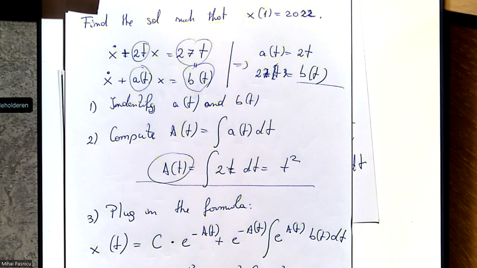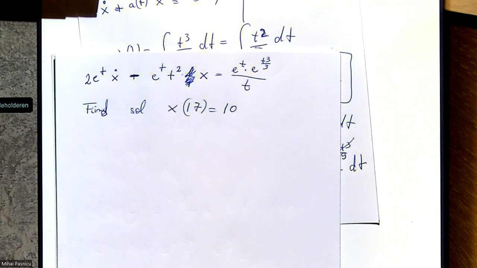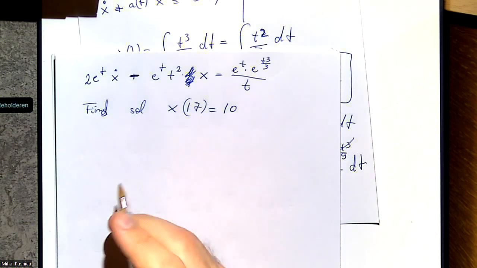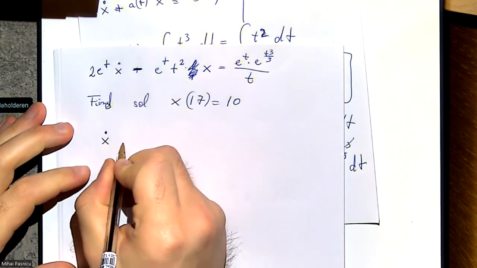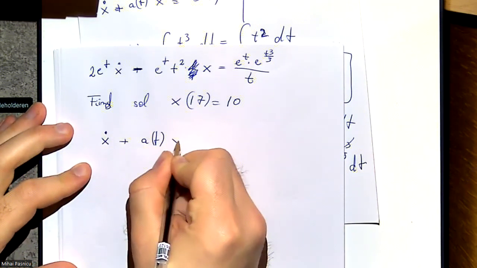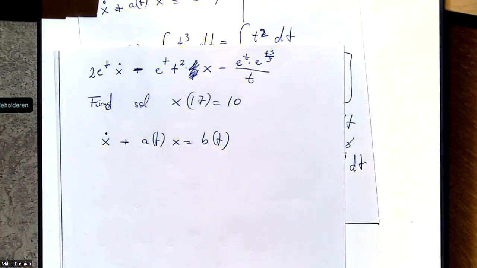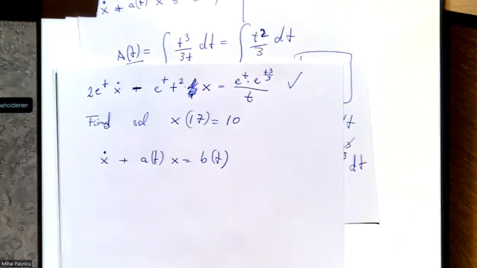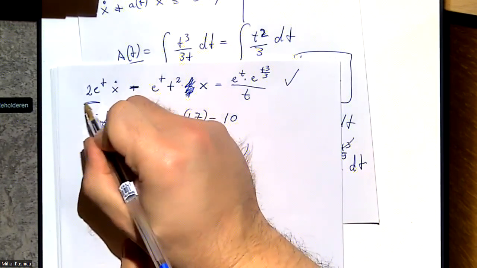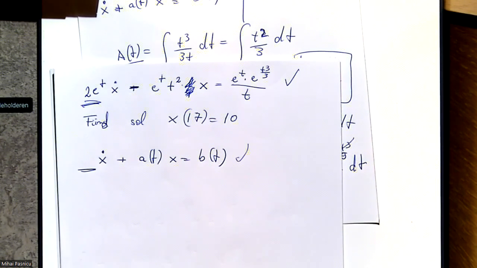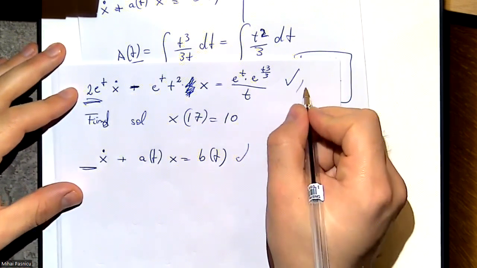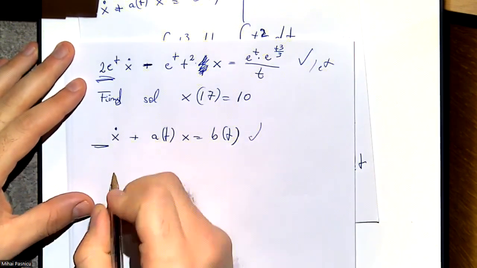Okay, I see a lot of raised heads. I assume everyone is done with it. So let's solve it. What's the first step that we do? Always, we identify our A of T and B of T. What's the problem in this case? What's my formula? My formula is x dot plus A of T x is equal to B of T. Correct? The right-hand side is fine. The problem is here. So what do we do now? We just divide by e to the t.